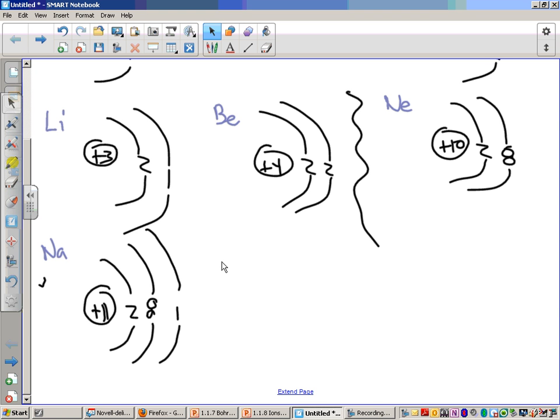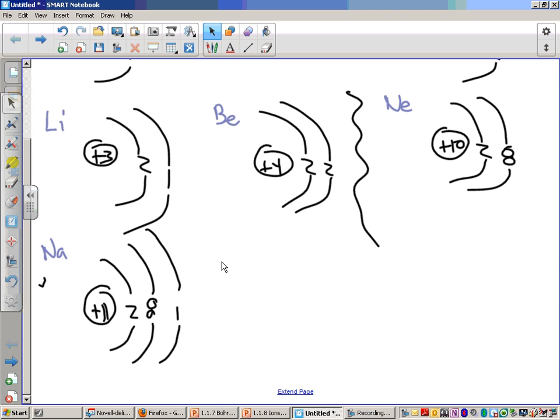Remember, period is across. So what do we notice about the number of energy levels for elements within the same period? What do you notice? Carissa, what do you got? The same number of orbits or energy levels. That is exactly correct.